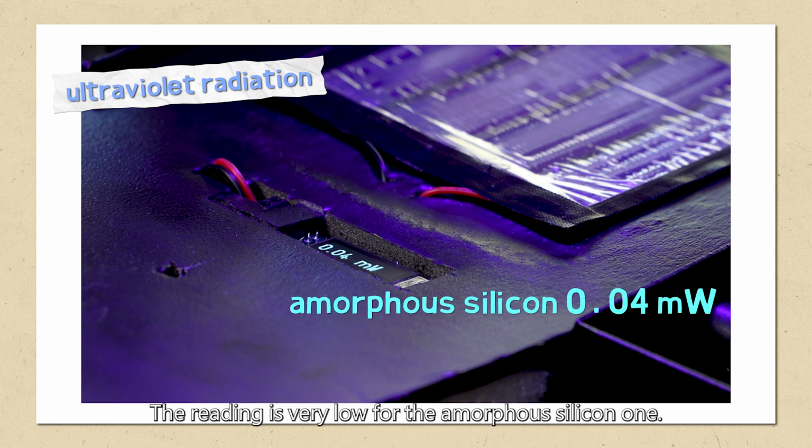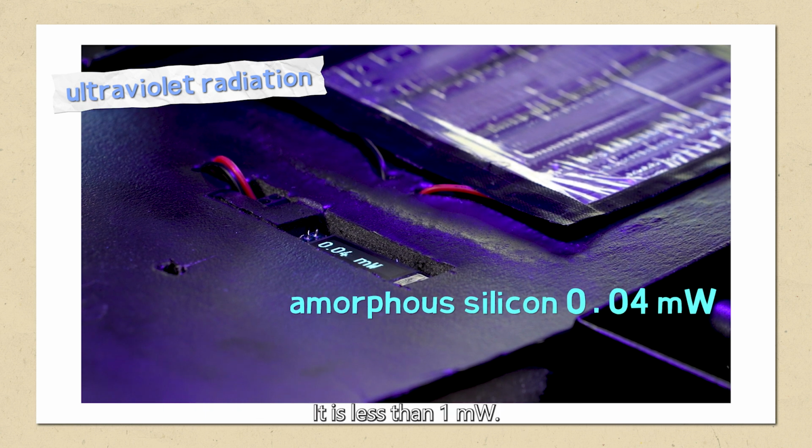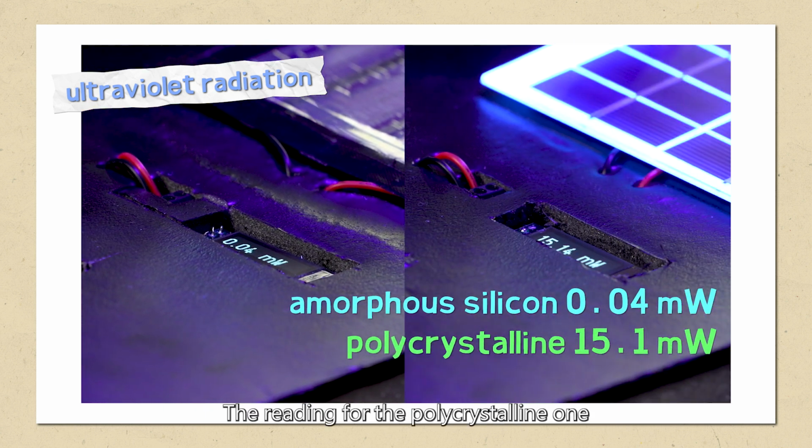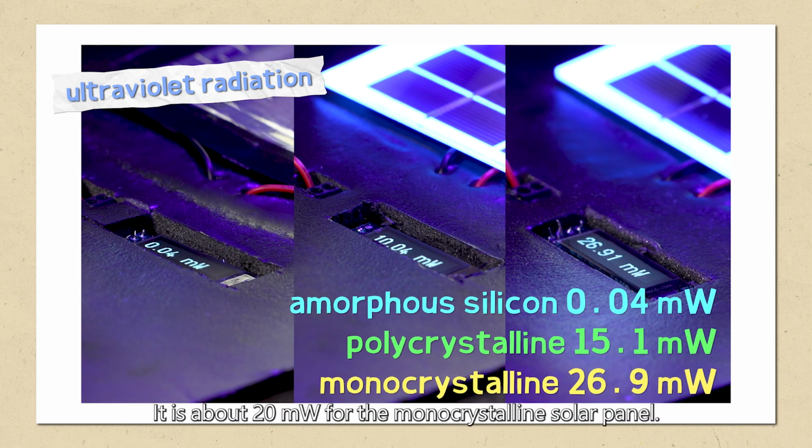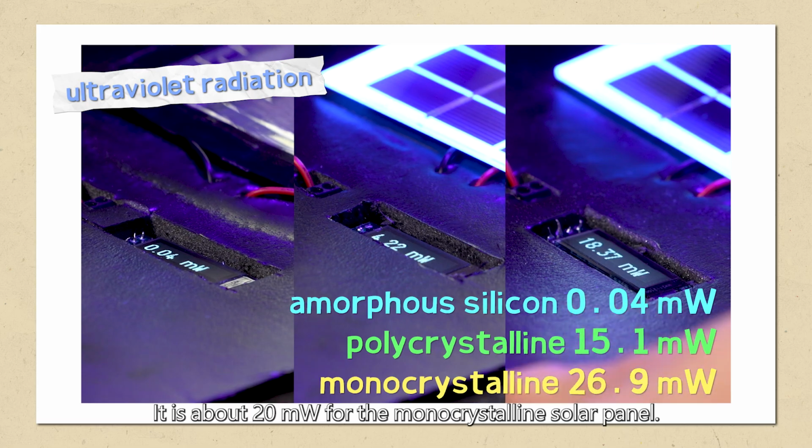The reading is very low for the amorphous silicon one. It is less than 1 milliwatt. The reading for the polycrystalline one is less than 20 milliwatts. It is about 20 milliwatts for the monocrystalline solar panel.